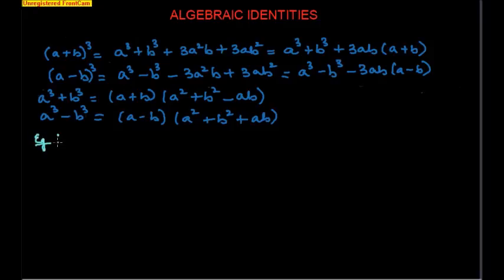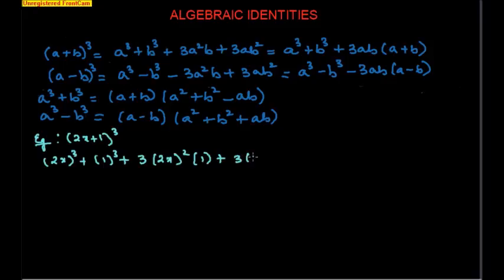I have the question (2x + 1)³. I use the first identity and we get (2x)³ + 1³ + 3 into (2x)² into 1 + 3 into 1² into 2x, which is equal to 8x³ + 1 + 12x² + 6x.